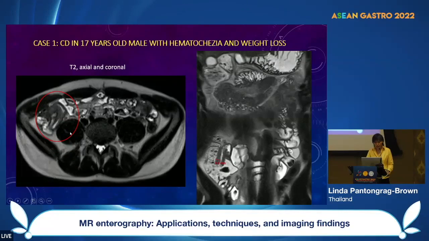diffuse thickened wall of the terminal ileum and ileocecal valve. See that? The lumen is narrow. The lumen is bright. The normal bowel wall should be thin like this, so this is absolutely abnormal. And this is the coronal view. As you could see here, there is thickness of about 10 millimeters with luminal narrowing.